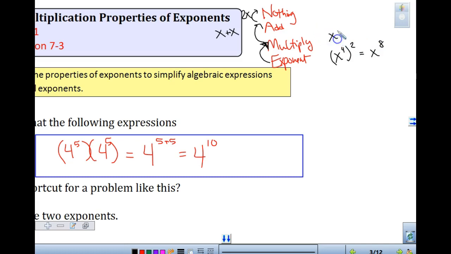If you are taking x to the 3rd times x to the 4th, what are you doing when you multiply the base? What are you doing with your exponents? You're adding, getting x to the 7th. When you are adding, as we showed over here, x plus x, what do you do to the exponent? Nothing. It's simply 2x. So the exponent does not change.